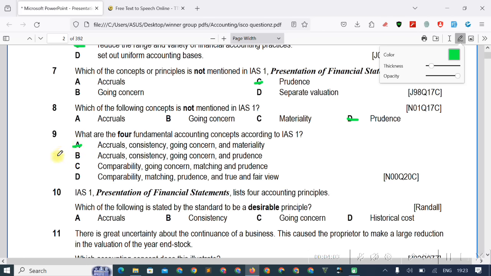10. IAS 1, Presentation of Financial Statements, lists four accounting principles. Which of the following is stated by the standard to be a desirable principle? A. accruals. B. consistency. C. going concern. D. historical cost. The answer is B. consistency.